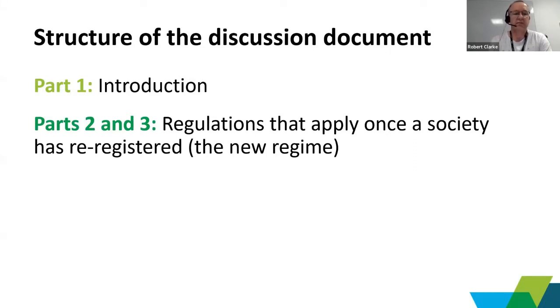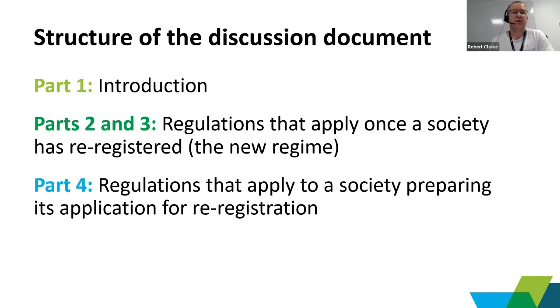Then, as I mentioned, parts 2 and 3, those are about regulations that apply once your society has re-registered. So it's the new regime. Just in case you're interested, part 2 focuses on the substantive rules that will apply, and part 3 is about the fees that might need to be charged associated with the functions of the registrar or the Companies Office to run this new regime. Then part 4 is about the regulations that apply to a society preparing its application for re-registration. So, for example, what sort of things do you need to put in your re-registration application?